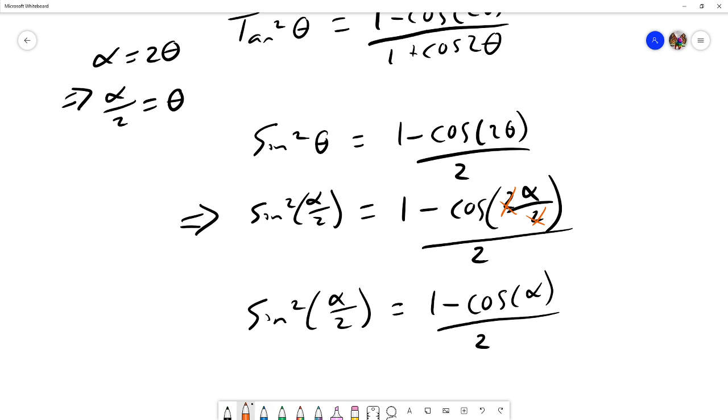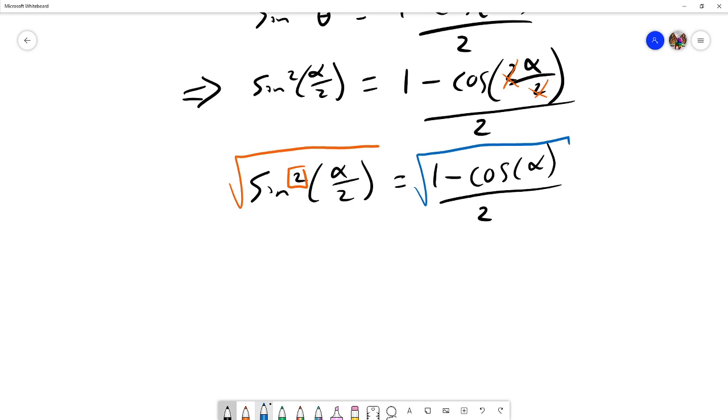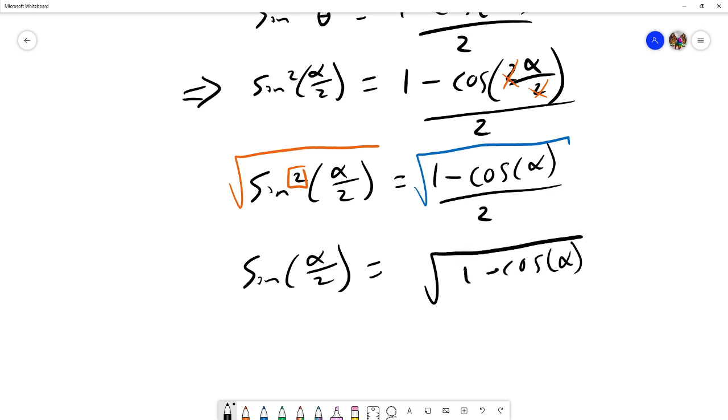Now, because we have this square here, we can just take the square root of both sides. It's kind of funny that the computer lagged and gave us an orange radical, but who cares? So, once we square root both sides, we get sine of alpha over 2 is equal to the square root of (1 minus cosine alpha) over 2. And since we took the square root, we need to have the plus or minus.